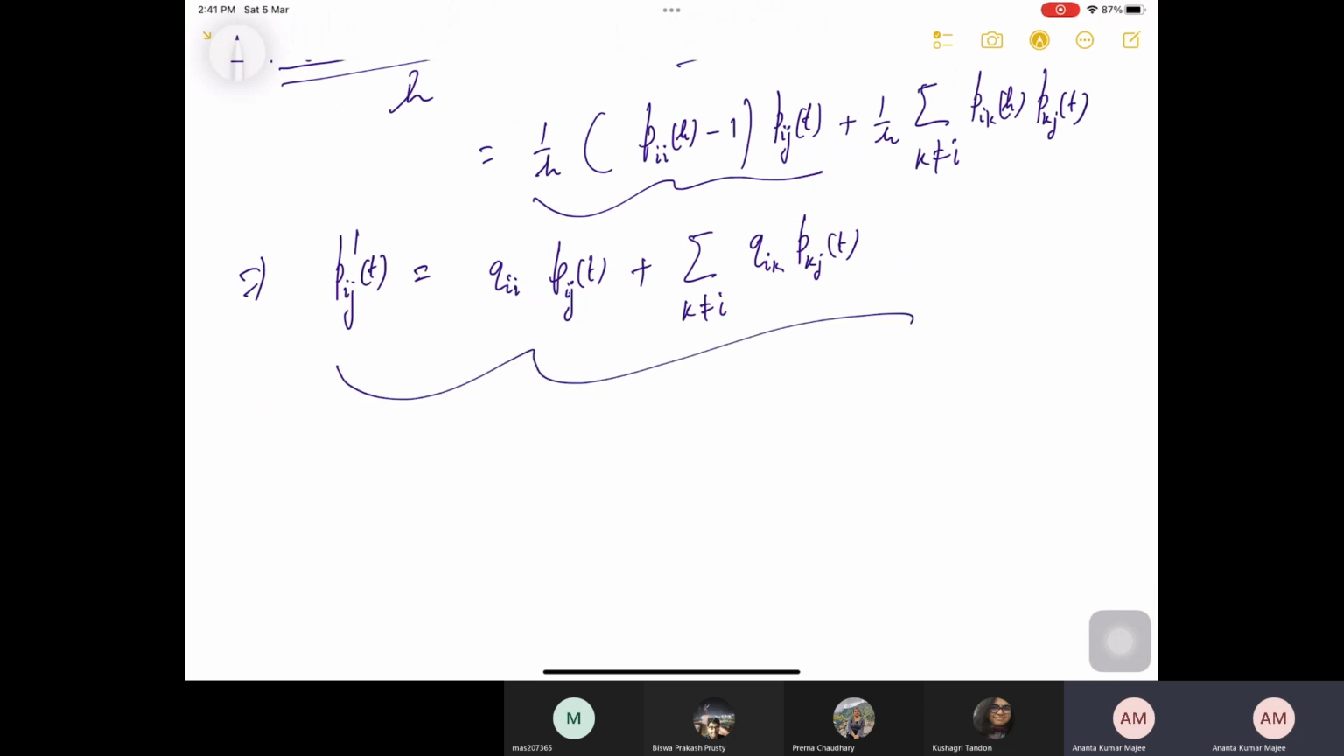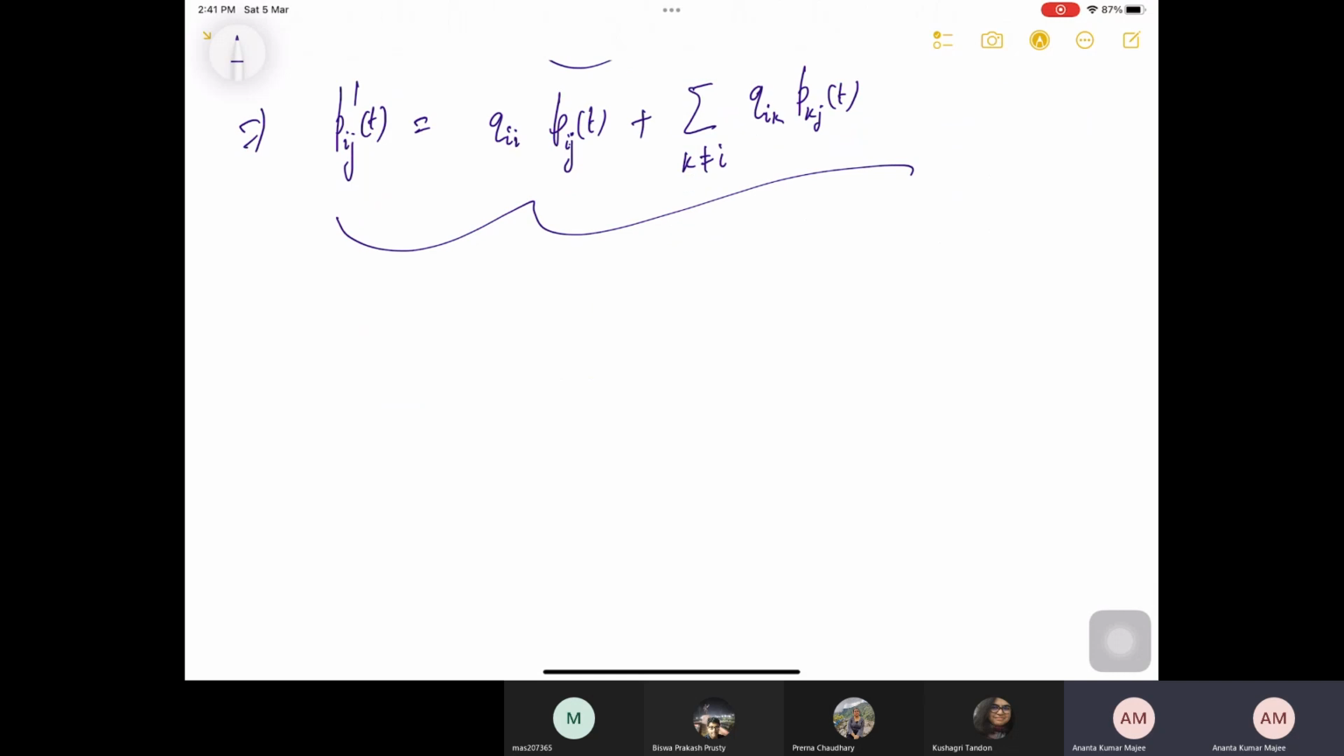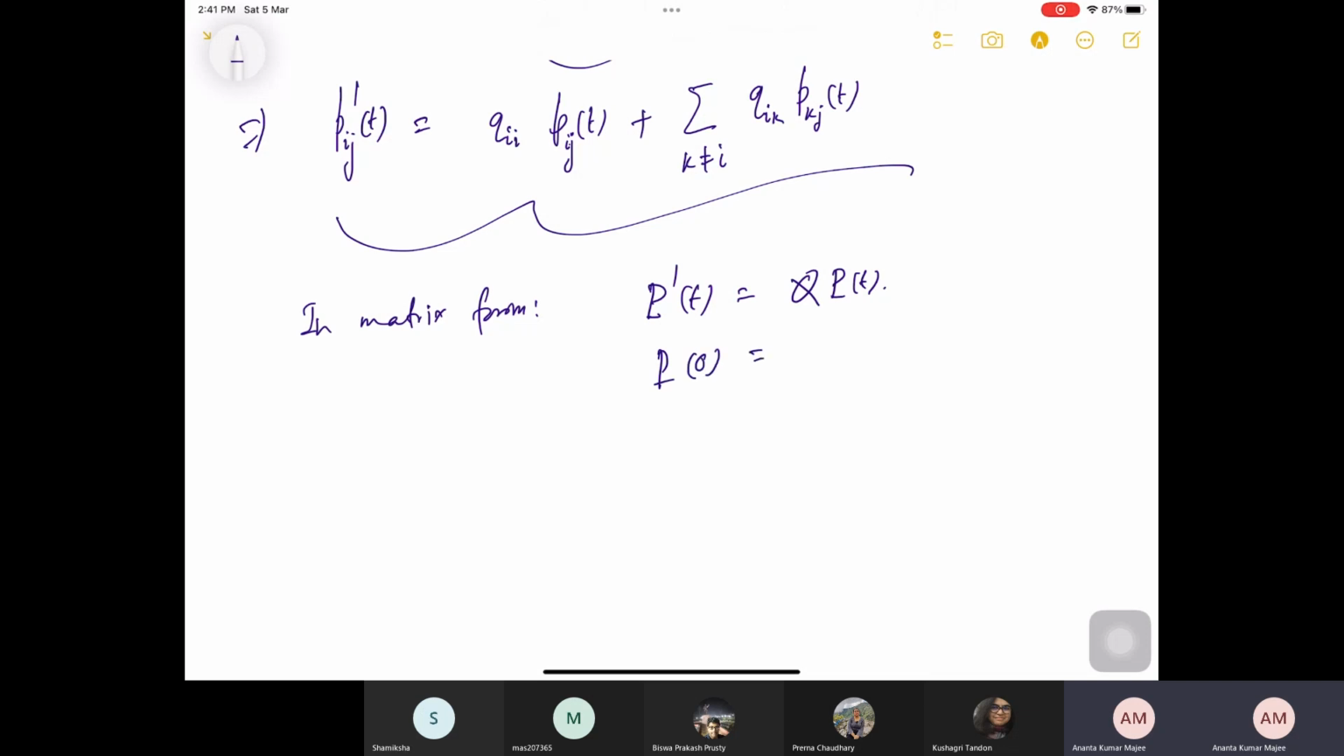So that means, in matrix form, P prime of t, whose elements are Pij prime of t, I can write as Q times P of t. And already you have seen that P of 0 is basically the identity matrix. Is it not? This is the identity matrix.